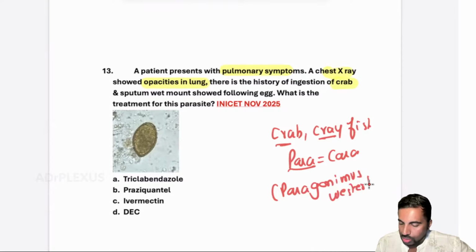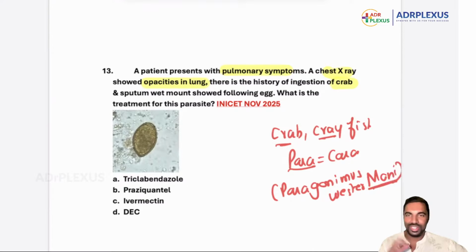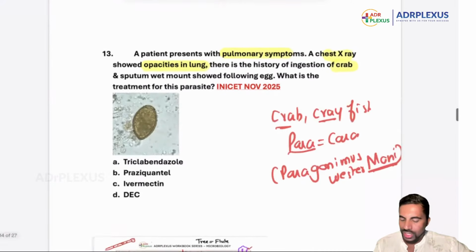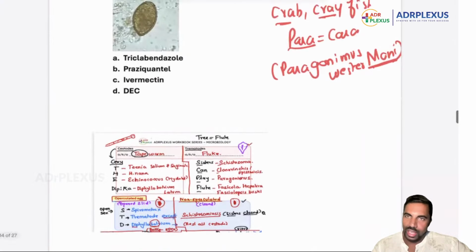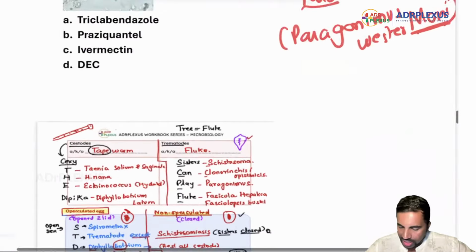Or if you forget also what we told, monkey has a lung problem. We discussed like that only, right? So these things come under which one? These things come under the trematodes. In trematodes, we discussed sisters can play flute. So this category, if you see, it's there.